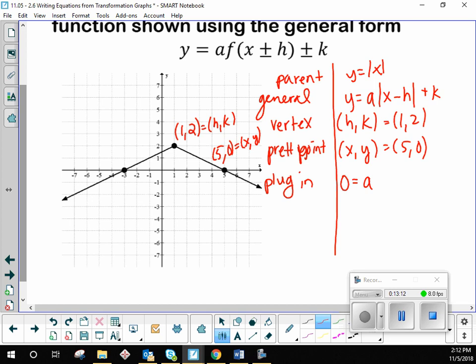The absolute value, what's going in for x? 5 minus whatever h is, which is 1. What if h had been a negative 1? It'd become positive. This minus stays the same no matter what. That represents your insiders lie. So it would have been minus a negative 1, which would have become plus. So 5 minus 1, absolute value, plus k, which is 2. And if this had been a negative 2, you would have had plus a negative 2. How do you rewrite plus a negative 2? Minus, right? Minus 2.